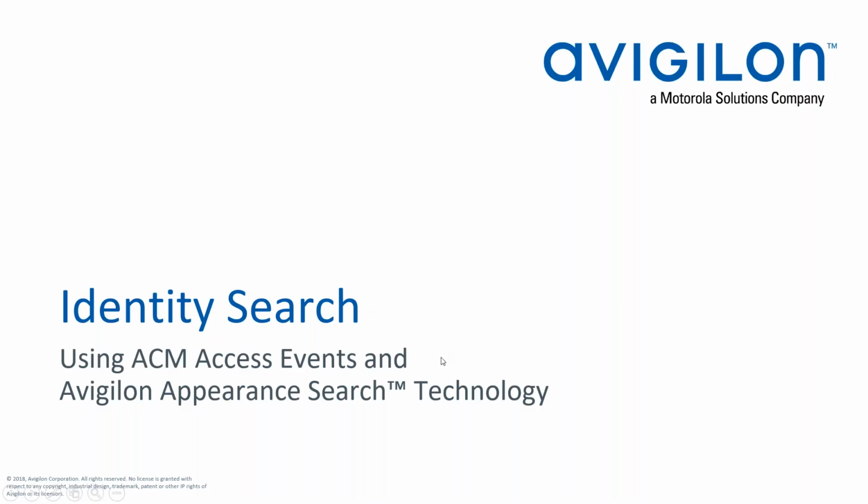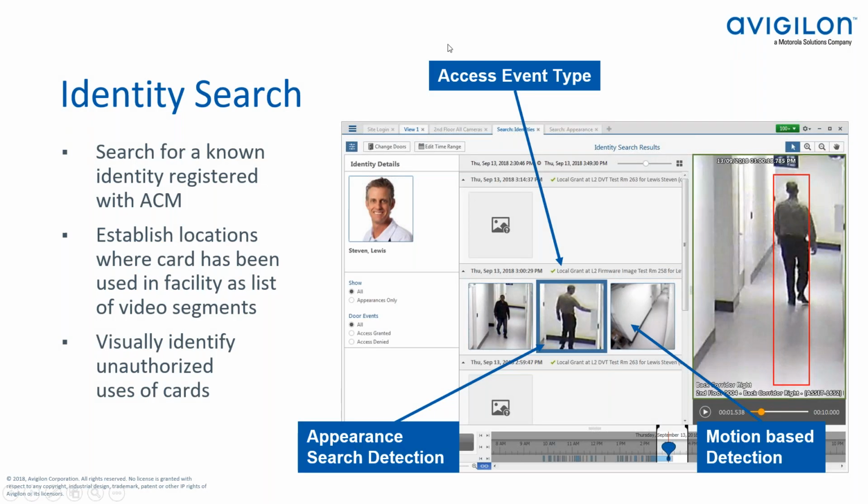And something we don't talk enough about is the last search. So I think this will make 8 different searches today, and hopefully I can get through most of these. It is identity search, and that's within ACM. So you have to have both Avigilon Video and Avigilon ACM Access Control.